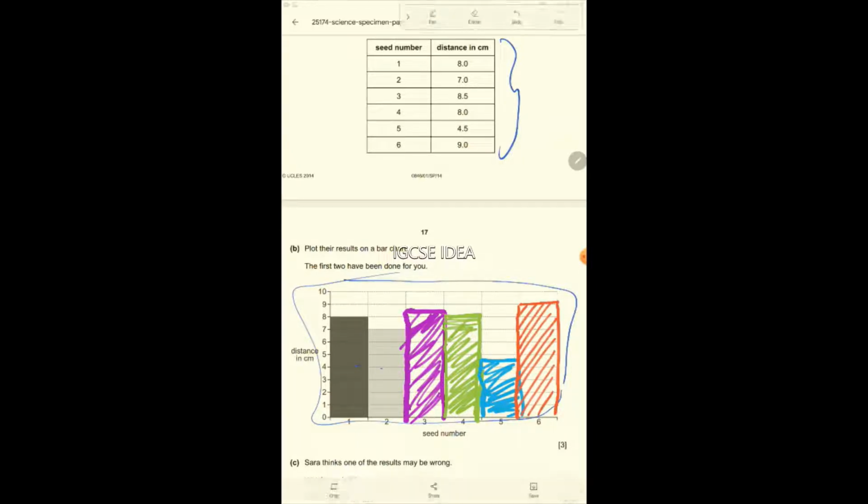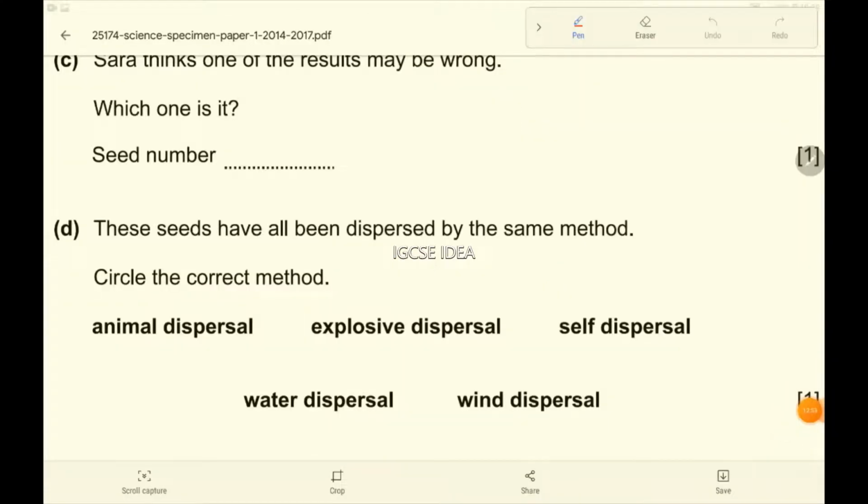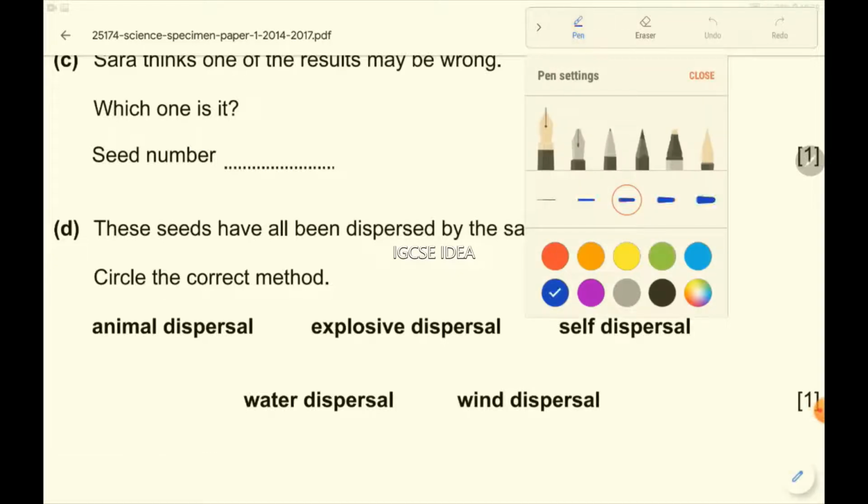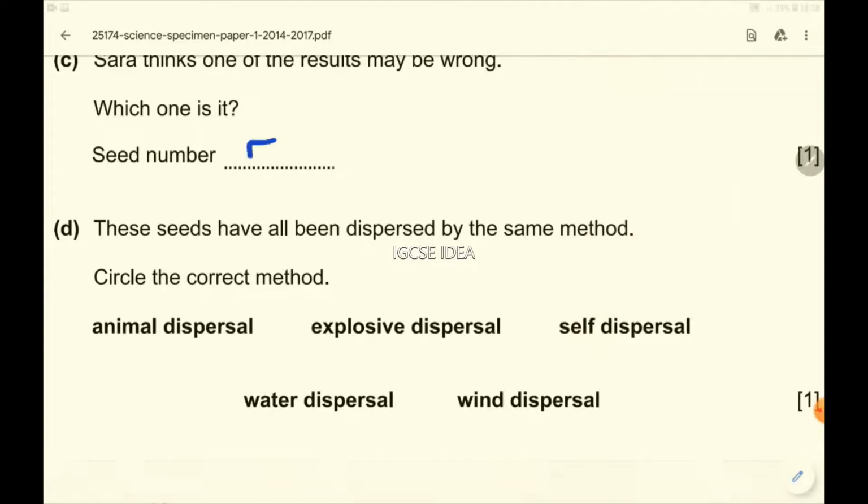Sarah thinks one of the results may be wrong. Which one is it? Yes, the result which is wrong is seed 5, as all the seeds are dispersed in a higher centimeter. The dispersed length is in a higher centimeter, except seed 5, which is 4.5 centimeters. So maybe it's wrong.